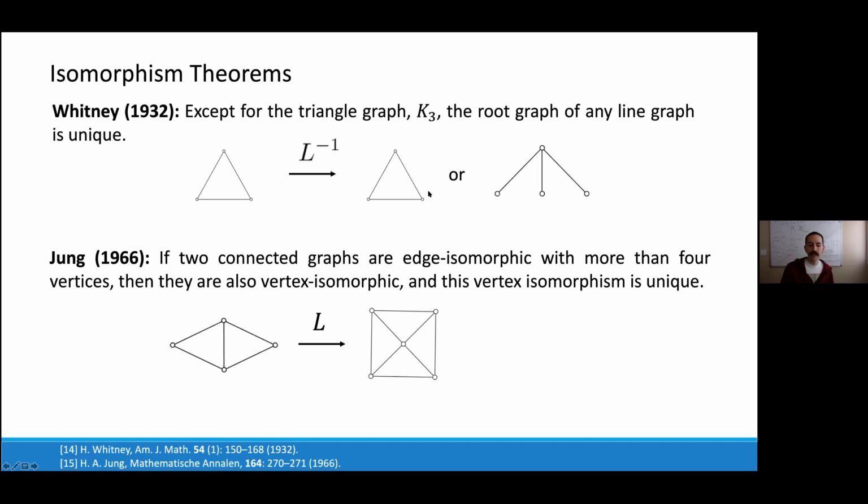So what this means is that a single qubit, do I say this on the next slide? Yes. I'll get into the implication of this on the next slide. Another theorem from 1966 by Jung says that if 2 connected graphs are edge isomorphic with more than 4 vertices, then they are also vertex isomorphic. And this vertex isomorphism is unique. So there's a small and finite list of graphs, which are exceptions to this isomorphism theorem, that basically edge isomorphism is vertex isomorphism, and moreover, it's unique.